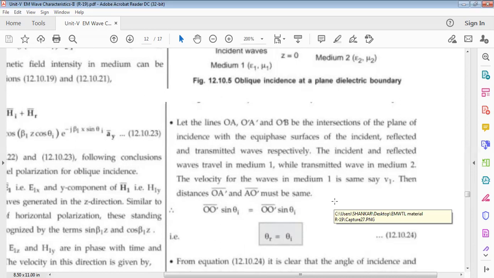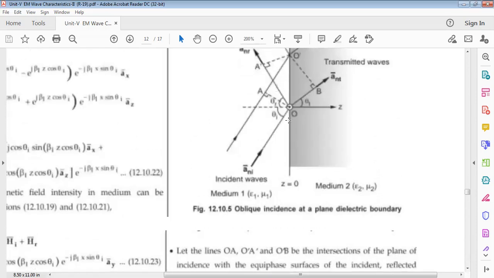Then the distances OA dash, let us see here. OA dash, this is a line, and AO dash, these two lines must be the same. It is a right angle triangle. If this is considered as a right angle, and this is a right angle triangle, then these two lines, OA dash and AO dash, are the same.